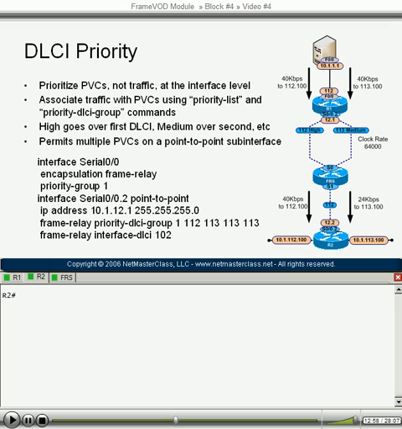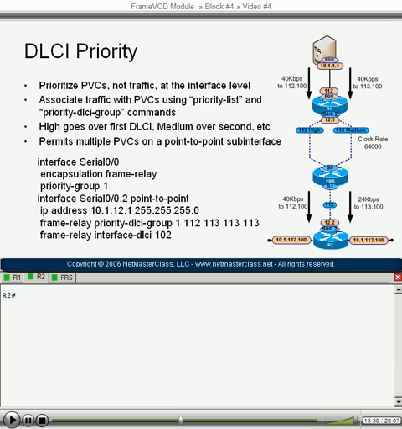In the DLCI priority method, a priority list is used to associate traffic with a priority level: high, medium, normal, or low. You then use the priority DLCI group command to associate a priority level with a PVC. We will use the same priority list we have been using, which puts traffic destined to subnet 112 in the high queue and traffic destined to subnet 113 in the medium queue. Normal and low priority traffic will also go over DLCI 113.